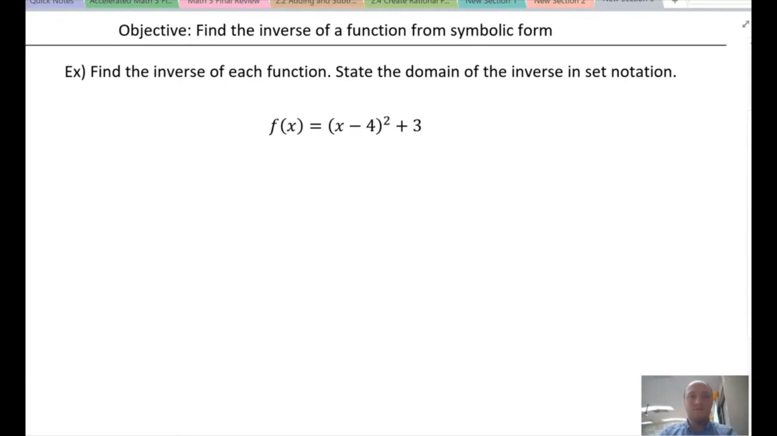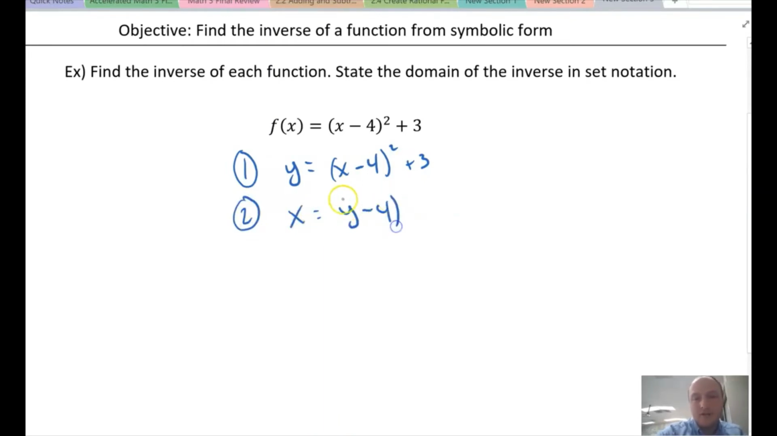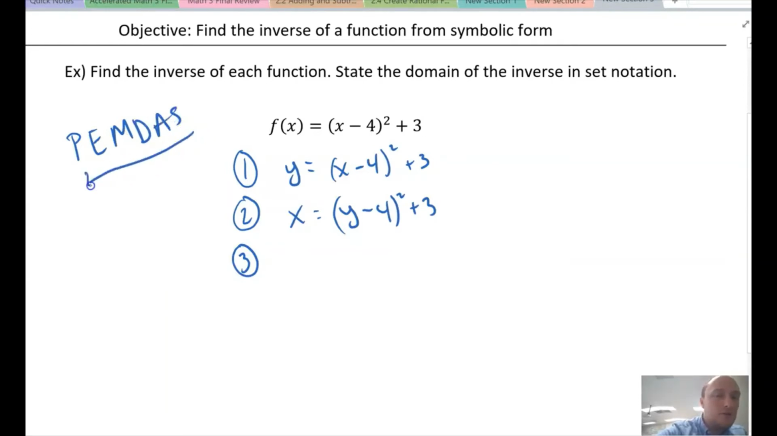Okay, step 1. I'm going to change from function notation to x's and y's. Now, why am I doing this? That is because step 2, you have to switch your x and your y. x is equal to (y minus 4) quantity squared plus 3. All right, now I'm going to solve. That's step 3. Again, if you forgot, just use order of operations backwards. I'm going to undo the order of operations. So addition, subtraction, I'm going to subtract 3 on both sides.